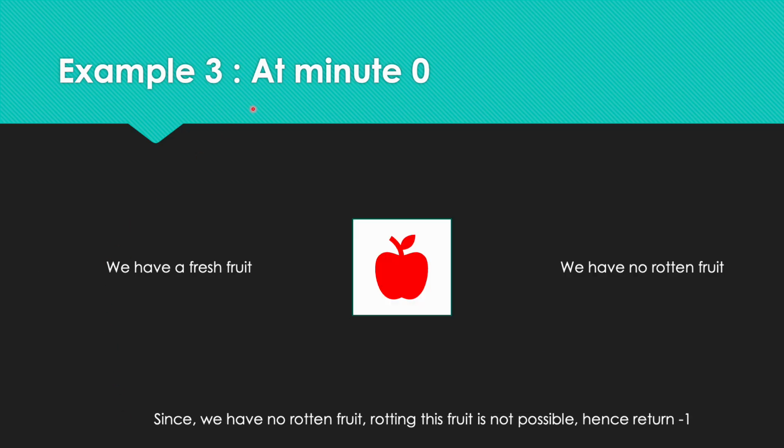Okay. Another example that we've taken to understand the edge test cases better. So this is a 1 cross 1 matrix. And we have a fresh fruit here. This is an apple. And we have no rotten fruit. Now, since there are no rotten fruits, it is not possible that this fruit will get rotten. So that's why we are returning -1 in this case.